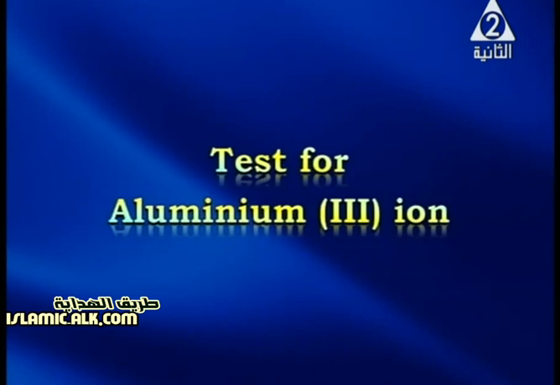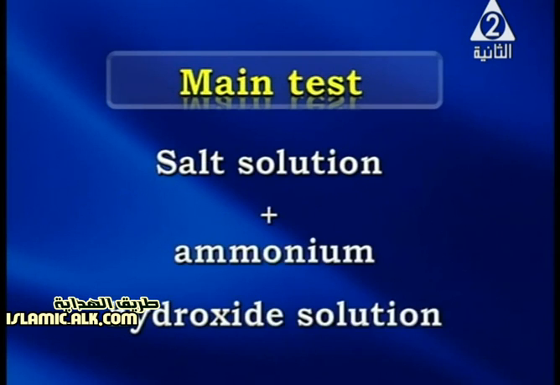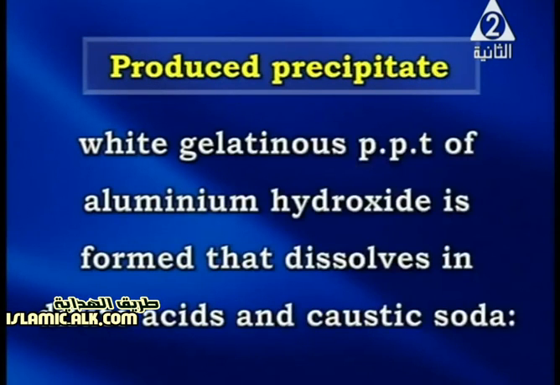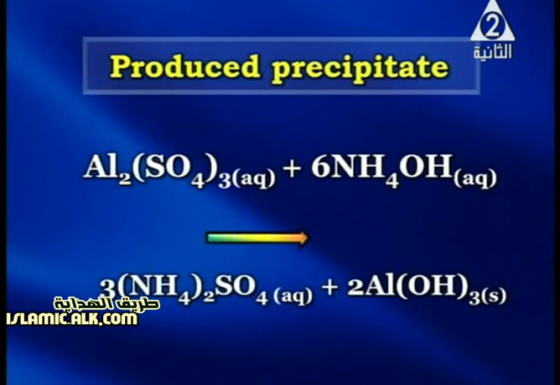Test for aluminium ion. The main test here is the salt solution plus ammonium hydroxide solution. The produced precipitate will be white gelatinous precipitate of aluminium hydroxide, which is formed and dissolved in dilute acids and caustic soda. As the equation proceeds on the screen, the aluminium salt here is aluminium sulfate. When it reacts with ammonium hydroxide solution, it gives ammonium sulfate and white precipitate of aluminium hydroxide.